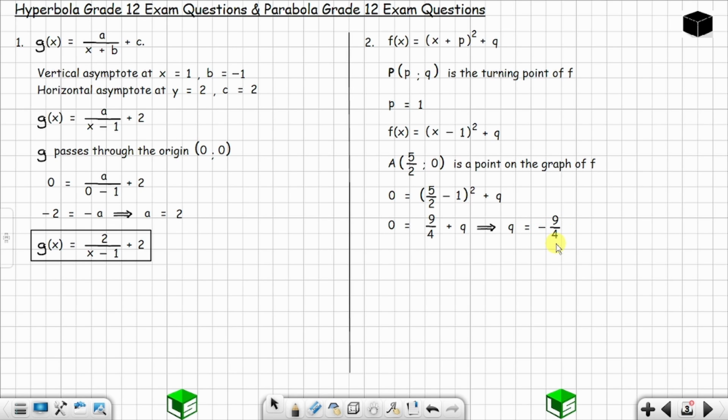Now you have the value of Q and you also have the value of P. So the coordinates of the turning point are these. You have the x coordinate and you have the y coordinate. This is your P and this is your Q. Okay, you have solved question 2. Let's move on to question 3.